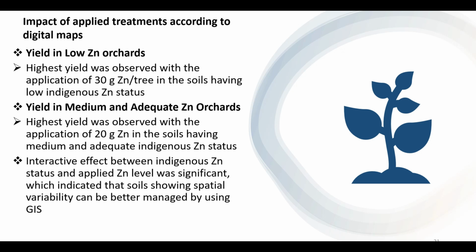Highest yield was observed with the application of 30 gram zinc per tree in the soils having low indigenous zinc status, while highest yield was observed with the application of 20 gram zinc in the soils having medium and adequate indigenous zinc status. Interactive effect between indigenous zinc status and applied zinc level was significant, which indicated that soil showing spatial variability can be better managed by using GIS.